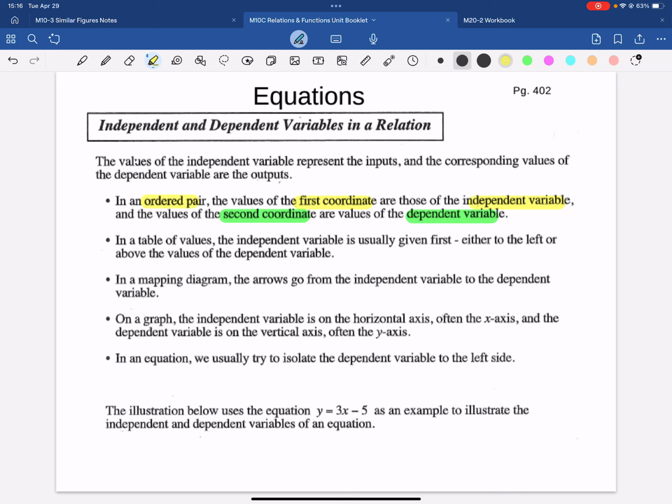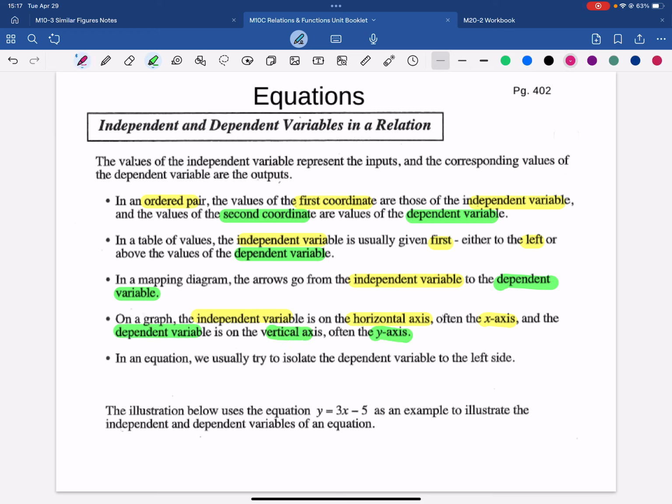In your table of values, your independent is usually the first or left column, and your dependent would be below or to the right. In a mapping diagram, our independent arrows start at our independent and go towards the other side. And then on your graph, your independent is the horizontal axis, or your X. Your dependent is your vertical, or your Y.